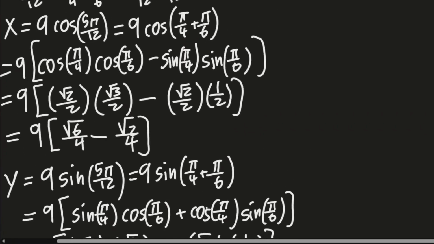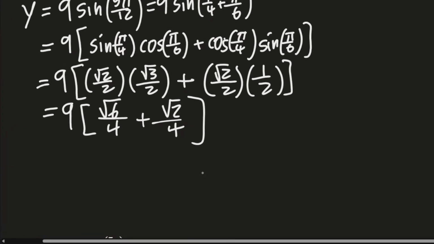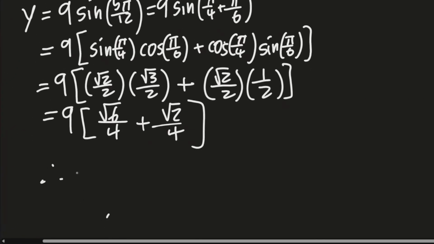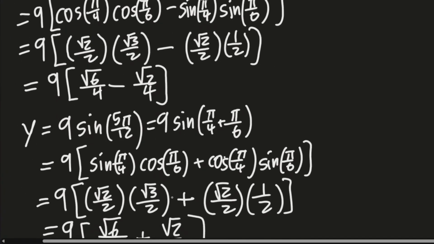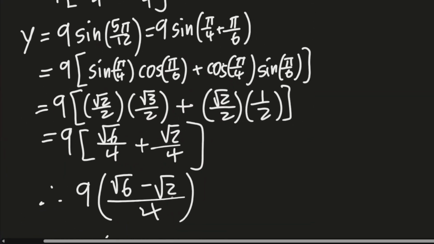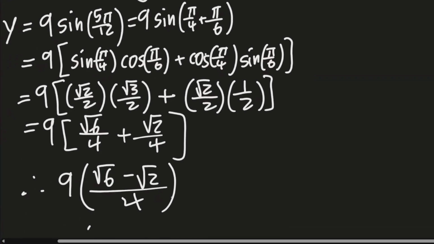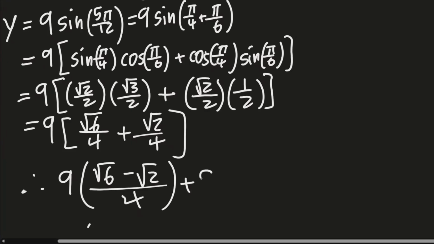And so we have everything we need. We can finally write this as 9 times the square root of 6 minus square root of 2 over 4. That's going to be the real part. And then for the imaginary part, we have 9 times square root of 6 plus square root of 2 over 4 times i.